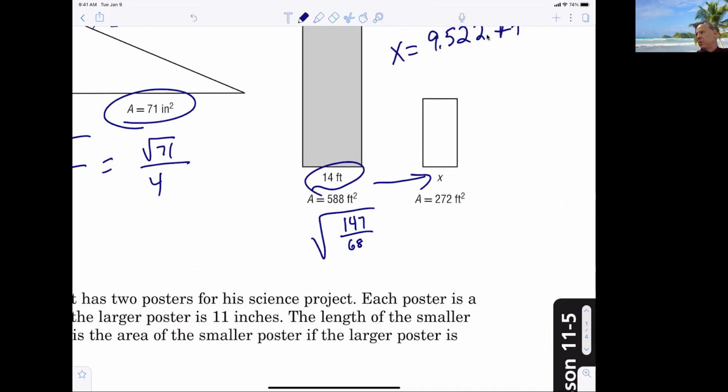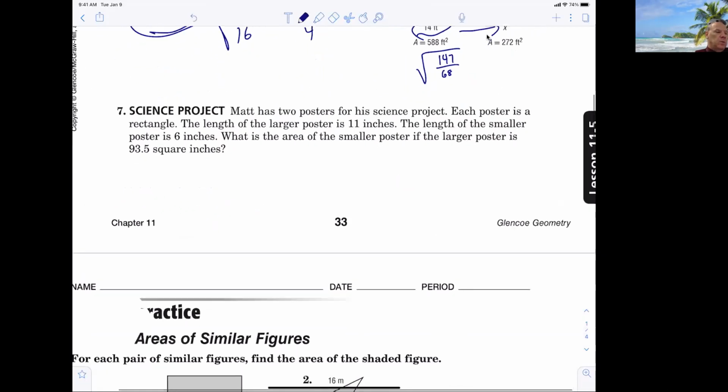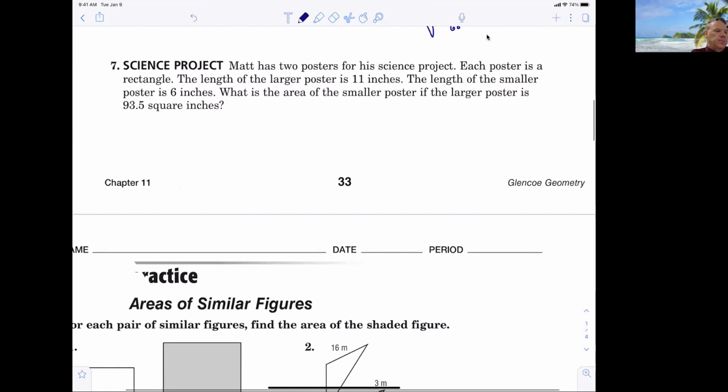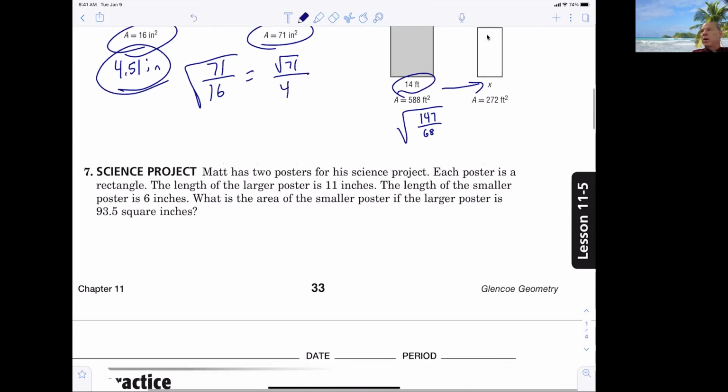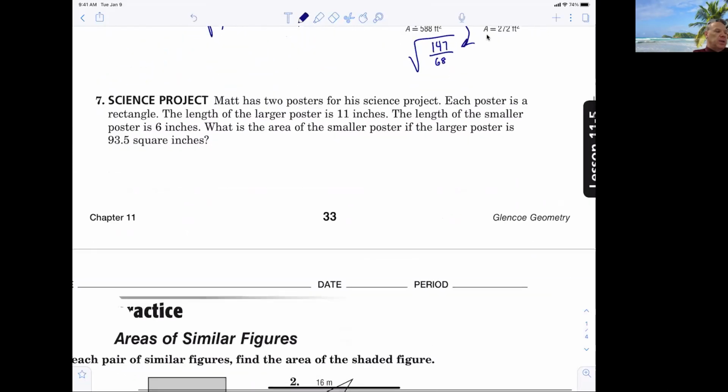That's easy. All right, let's do number 7. Say it again. You got a question? Then you do 14 divided by that answer. Right? All right, help me out with 7.